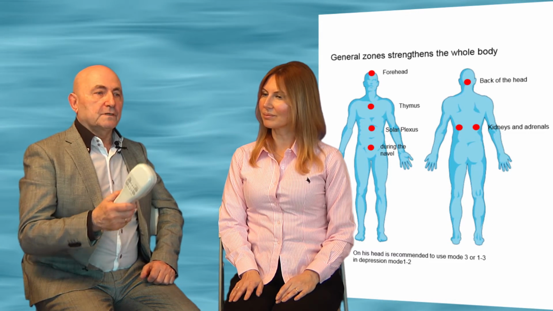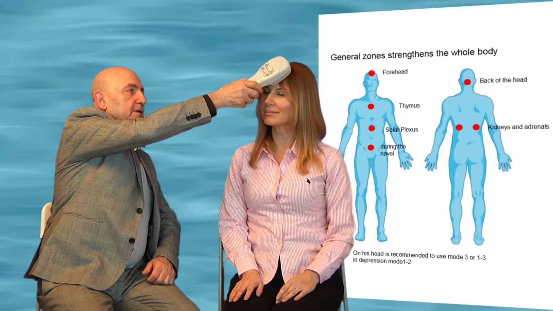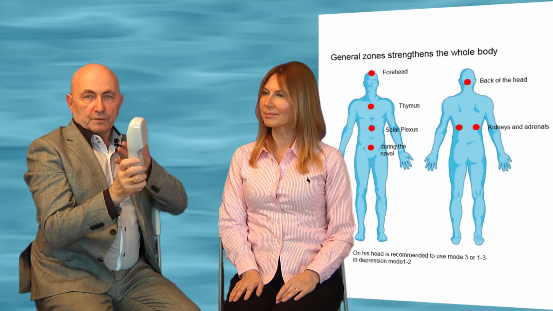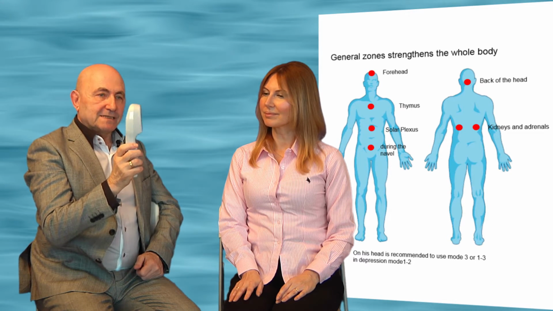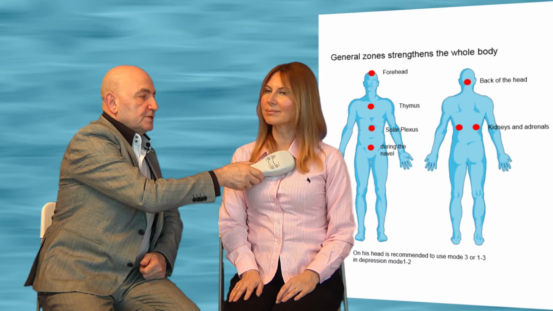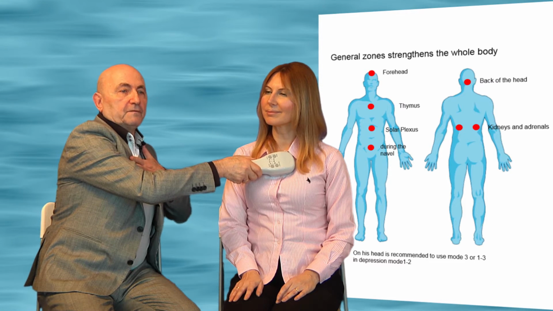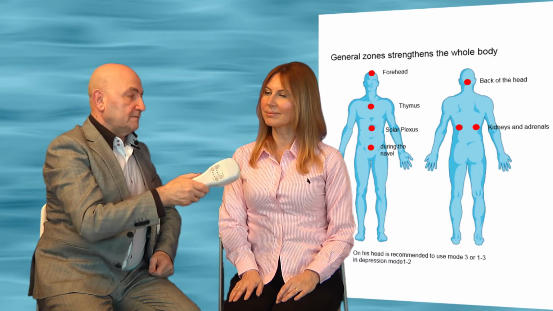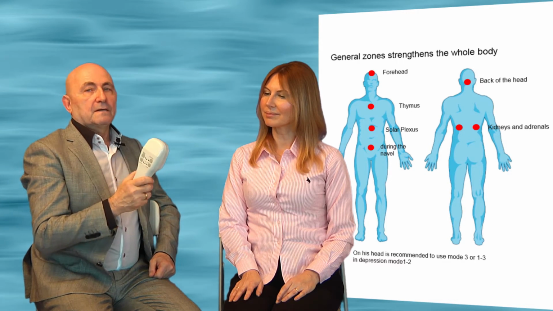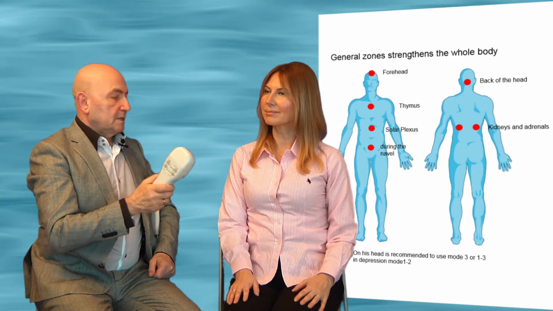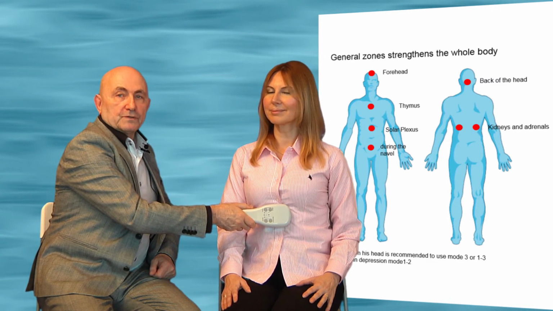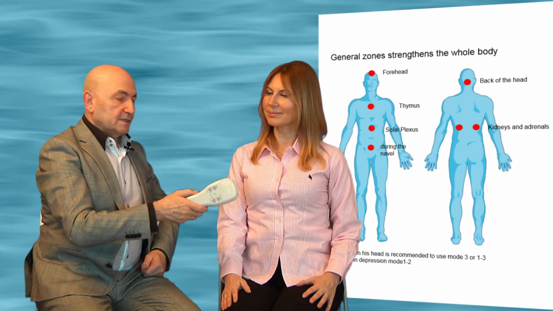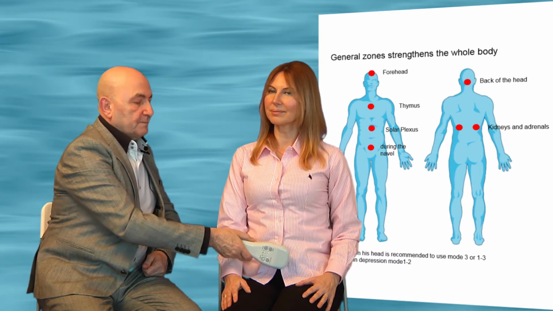I'll show you the zones, which you can also see here on the screen. First, the forehead. Then the thymus, which balances the immune system. The thymus affects or balances the immune system, which is very important. Then the solar plexus, which balances the nervous system. Next zone is located under the navel, which energizes the whole body.